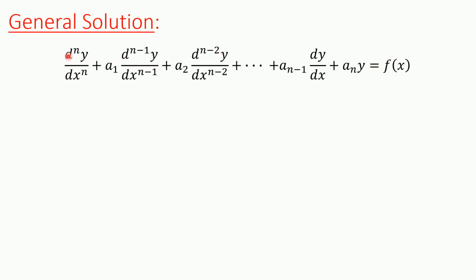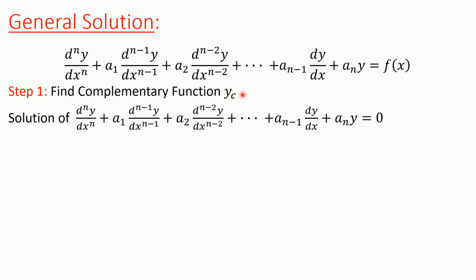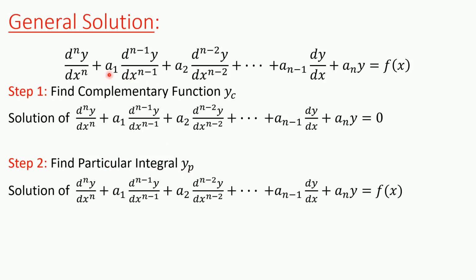So the first step is to find its complementary function yc. How do we find the complementary function? It is a solution of the homogeneous part of the differential equation. This is the homogeneous part, and its solution, which contains n arbitrary constants, we call the complementary function. And then the particular integral yp is a solution of the given differential equation. Later on we'll see how to find this yc and yp.